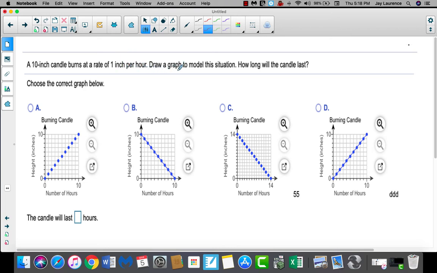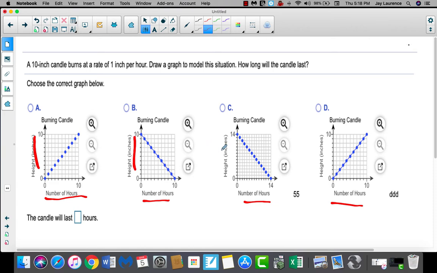hour. Draw a graph to model the situation. How long will the candle last? Well, the number of hours is along the x-axis, right? In all 4 cases. It always will be. Time is always your independent variable. It's along the x-axis. And then the height in inches is along the y-axis, right?